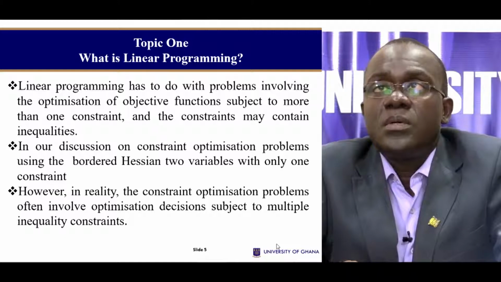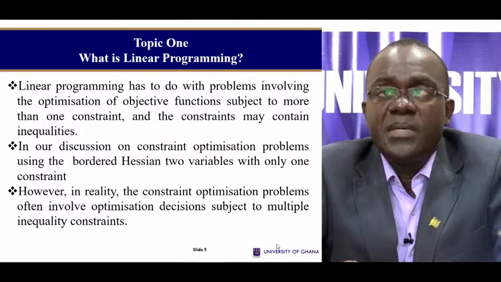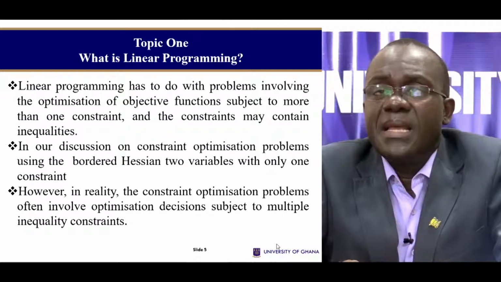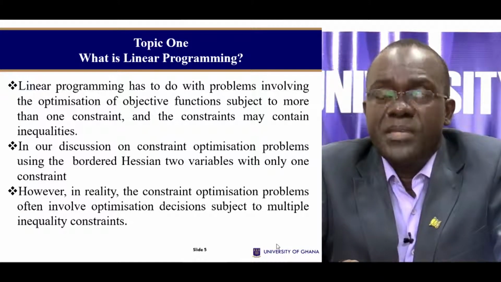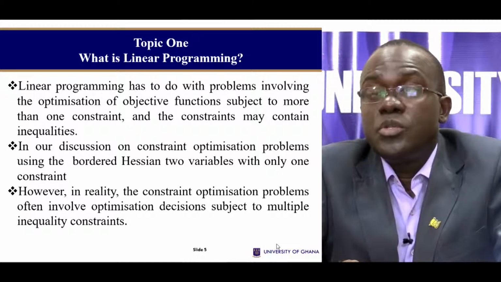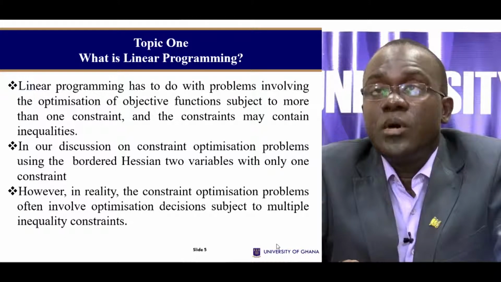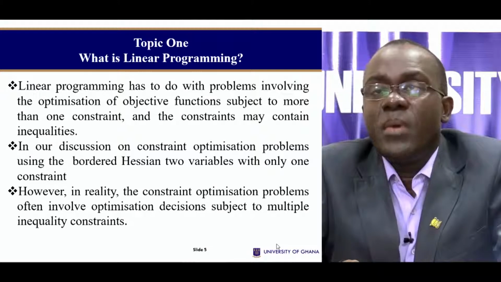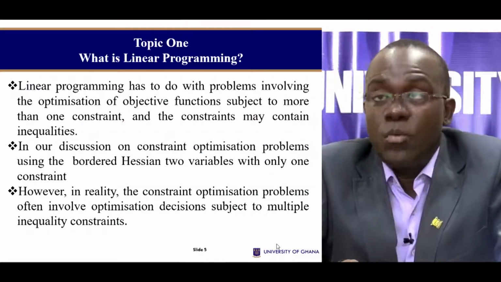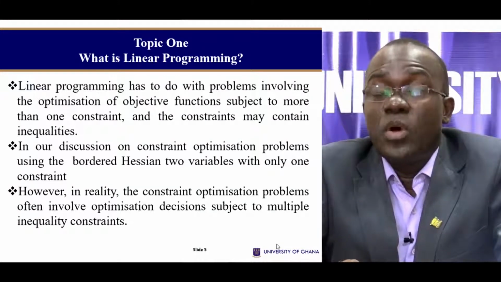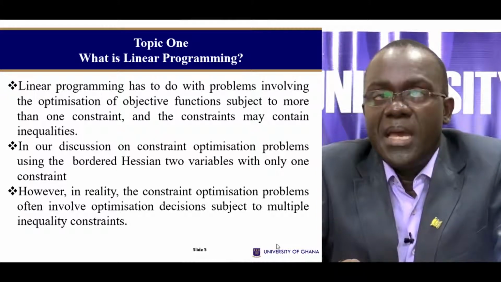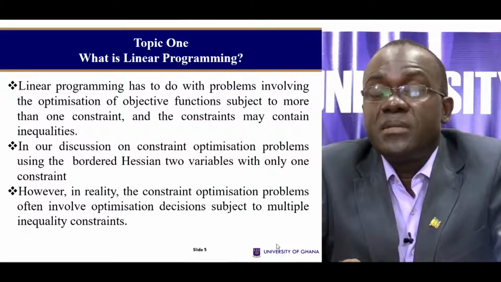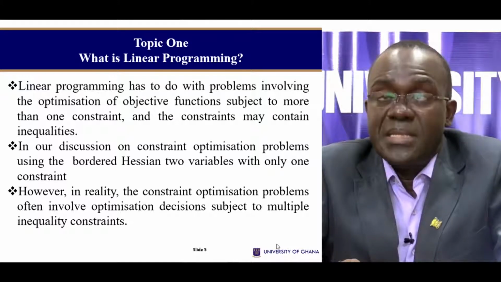Now, when we talk about linear programming, what are we talking about? Recall that when we discussed, I think the first or second lecture, we talked about optimization with constraints using the bordered Hessian, where we have an objective function, and then where we have constraint functions that had equal signs. And you remember that we used the Lagrangian to solve problems of this nature.